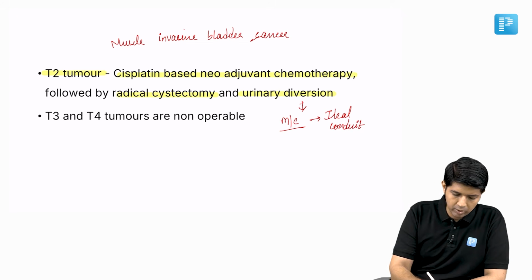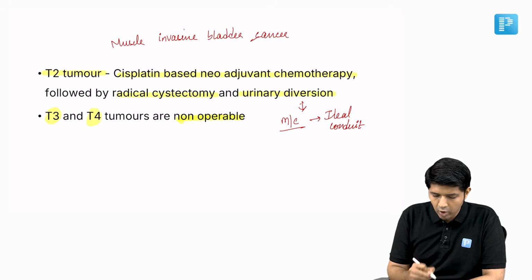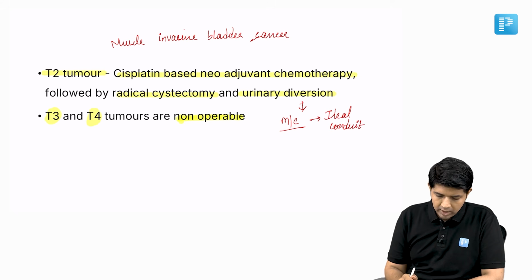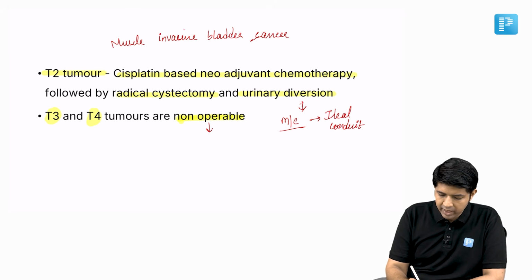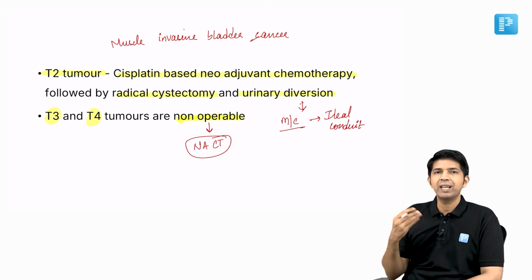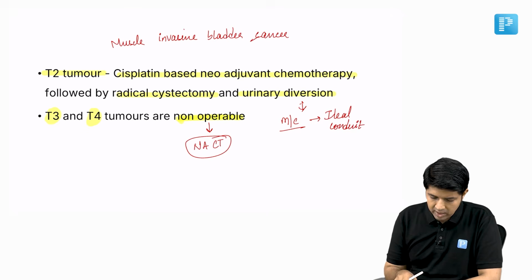Okay, ileal conduit. Now for T3 and T4 tumors, these are usually non-operable or inoperable tumors that you are dealing with. So again, these patients are candidates for neoadjuvant chemotherapy. Okay, they're candidates for neoadjuvant chemo. Then if it shrinks and becomes operable, then do a radical cystectomy.